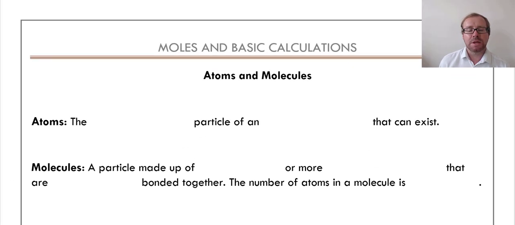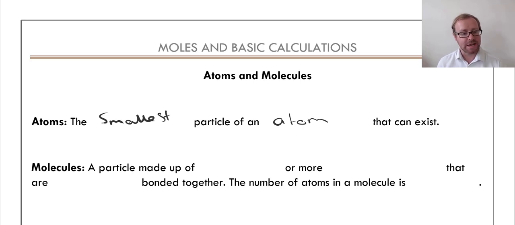Right, okay, so what do we mean by atoms and molecules? We'll start with that. A simple definition for an atom is the smallest particle of an atom that can exist. There are lots of definitions of atoms, but we'll just stick with this one for now.